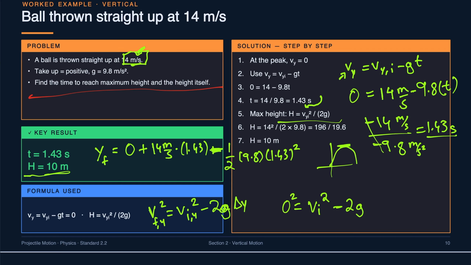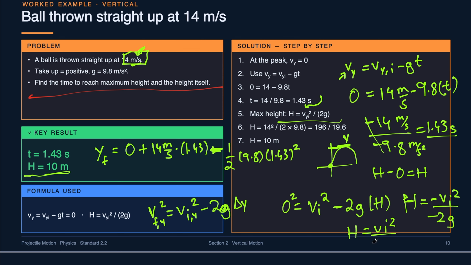But since we start at 0, and if you end up at this height y, delta y is just the maximum height, right? Because it's the maximum height minus 0. So it's just the maximum height. So I'll just write h here. We can just divide: h is equal to negative vi squared over negative 2g. h is equal to vi squared over 2g.